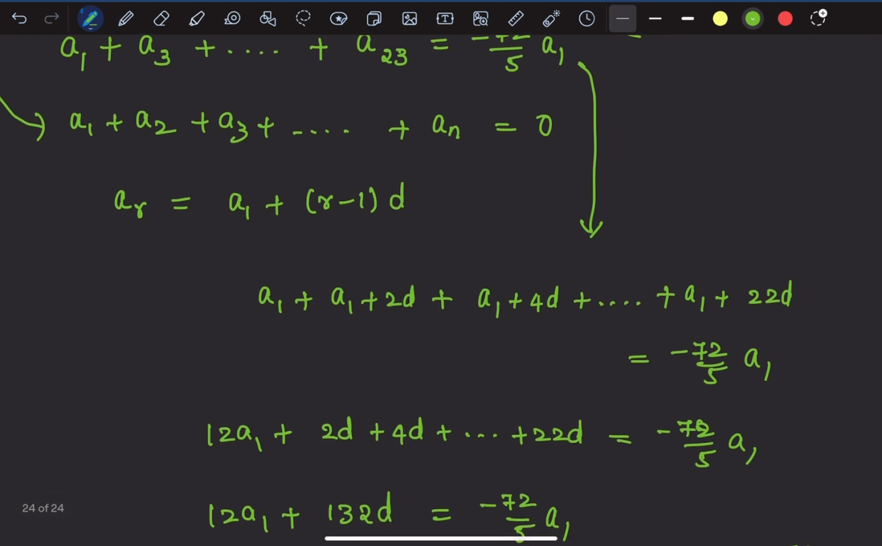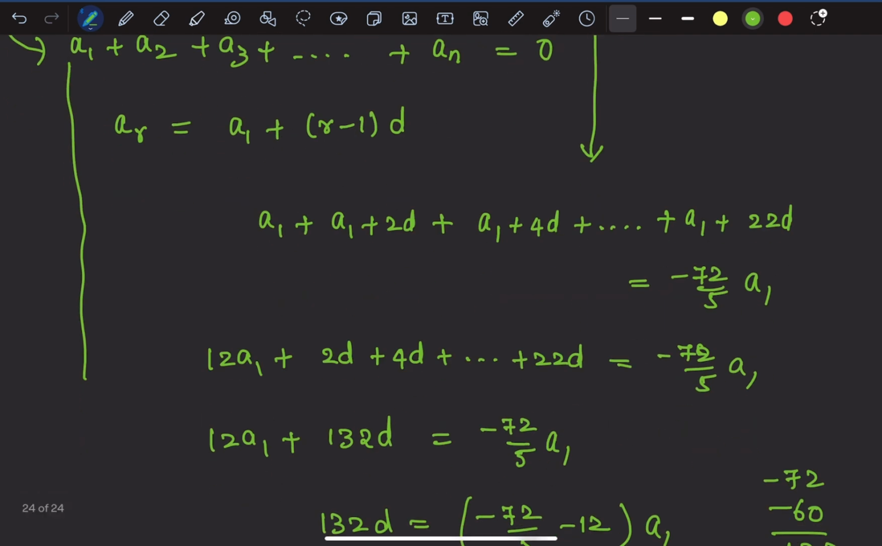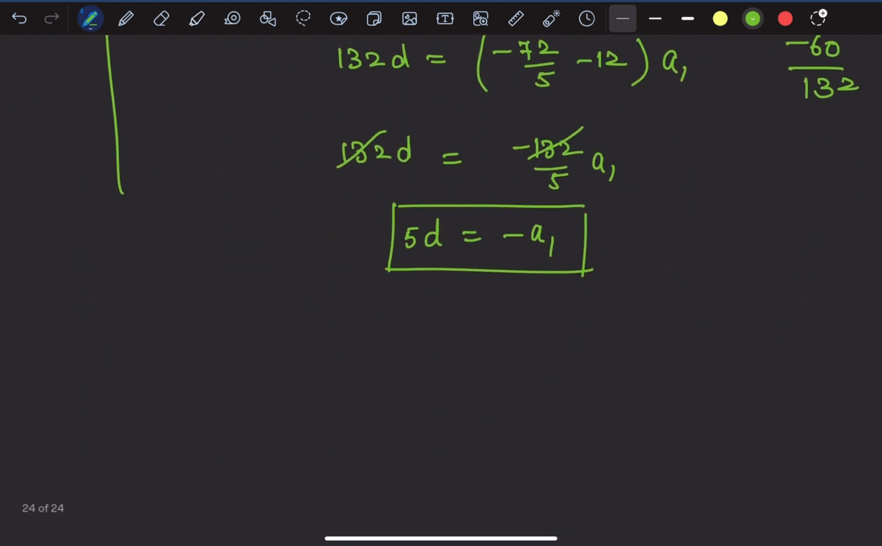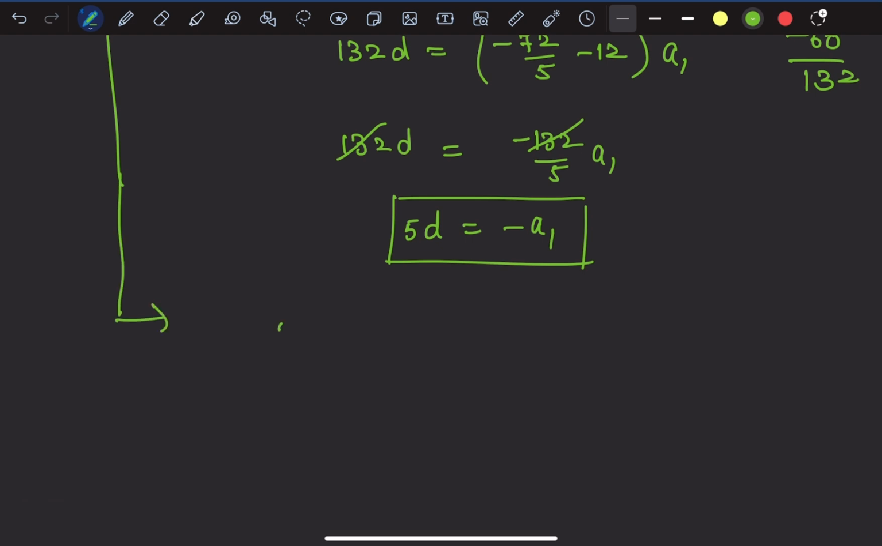Alright. Now we have the sum of n terms. The sum of n terms is 0. So what is the formula for the sum of n terms? It will be n/2 into (2a plus (n minus 1) into d) is equal to 0.